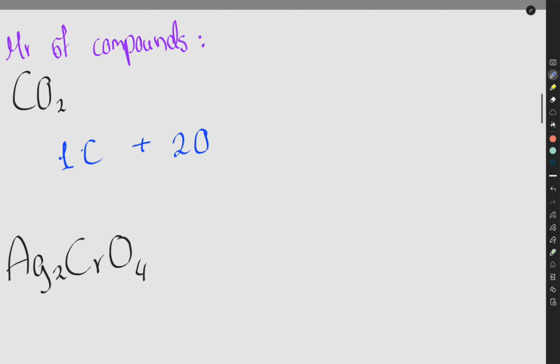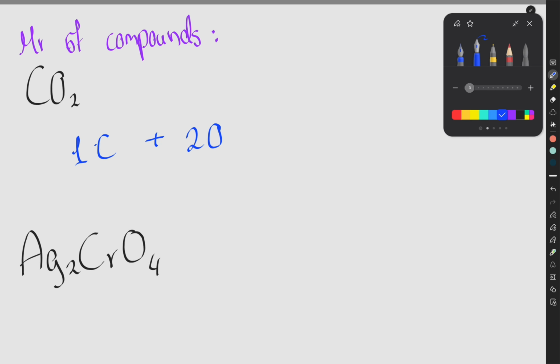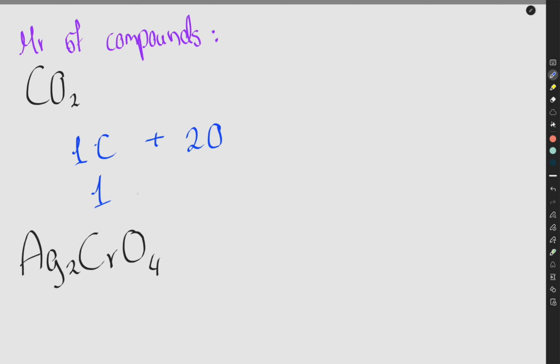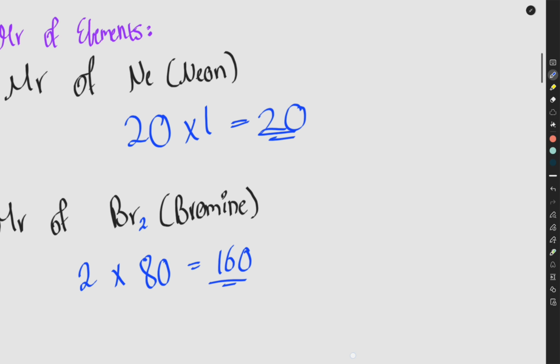But if I want to find the MR of this compound, I'll need to find the total mass of the total number of atoms in this compound. So I have one carbon atom and two oxygen atoms. I'll say 1 multiply the mass number of one carbon atom plus 2 multiply the mass number of a single oxygen atom. So you go to carbon.